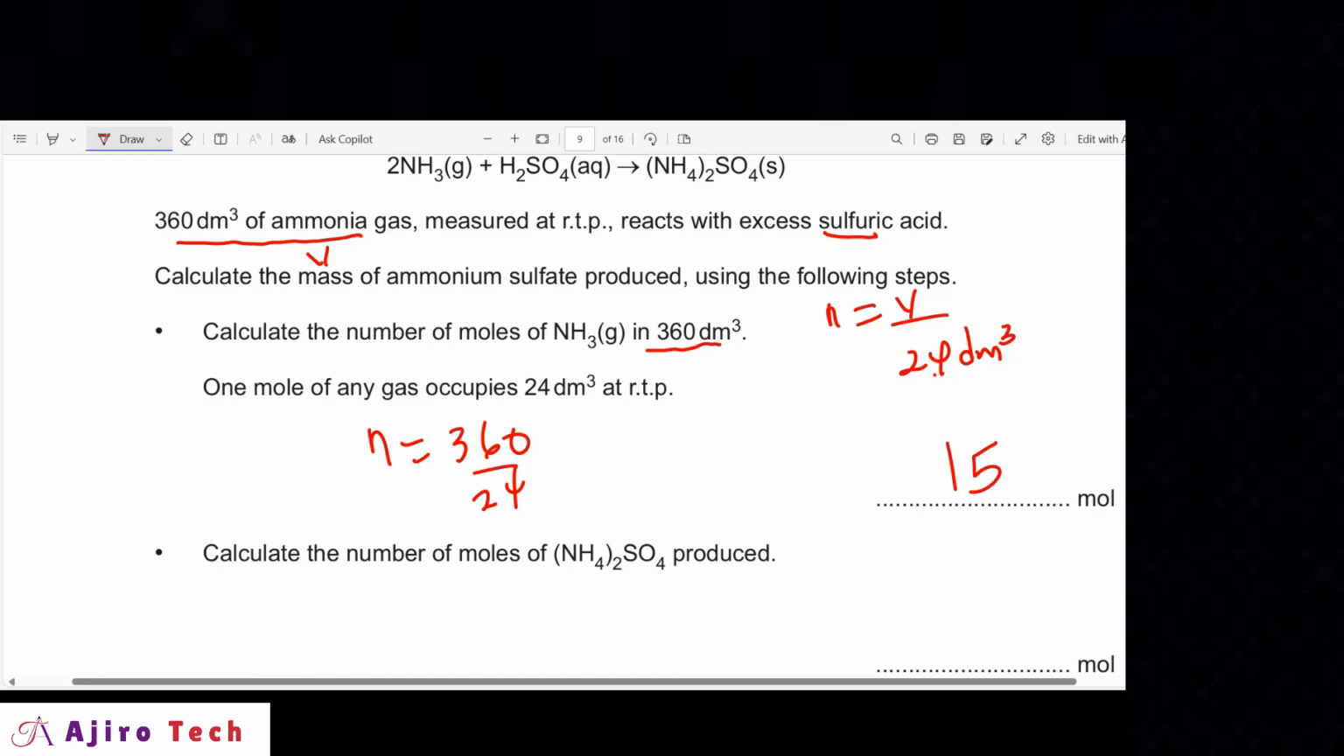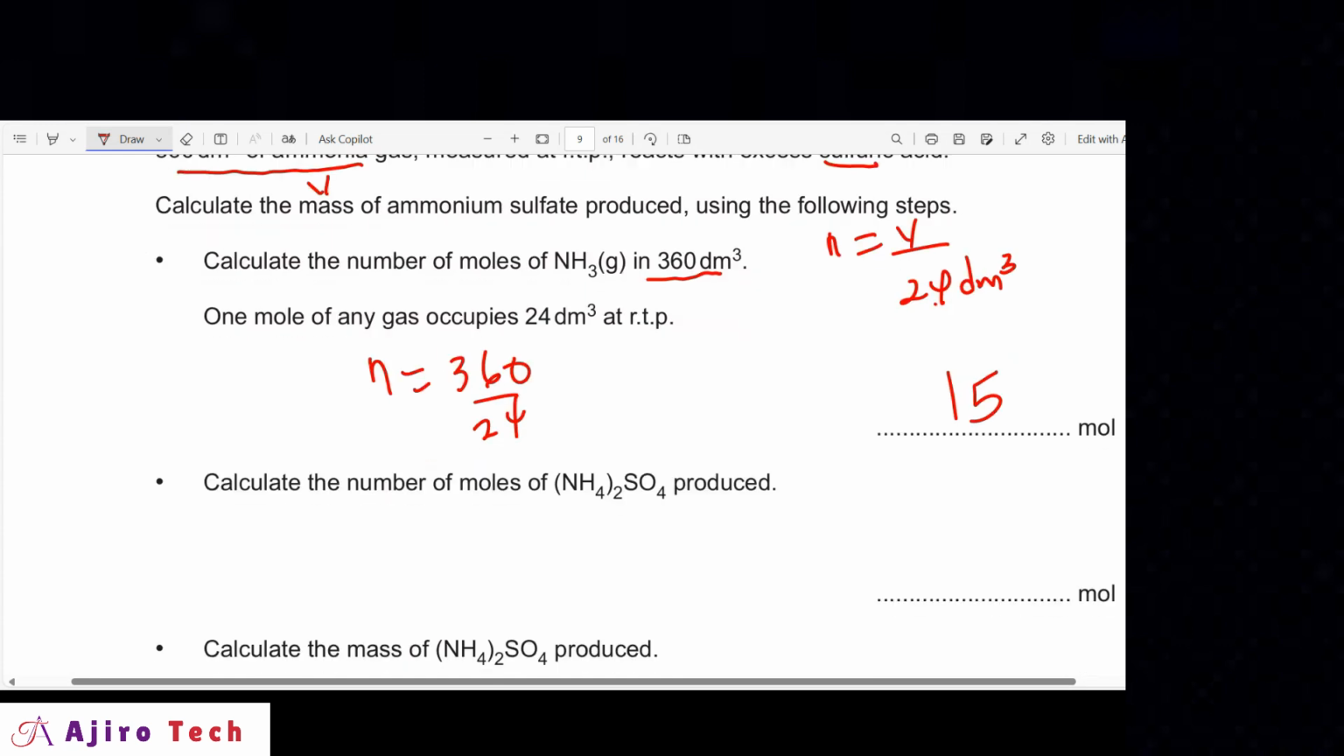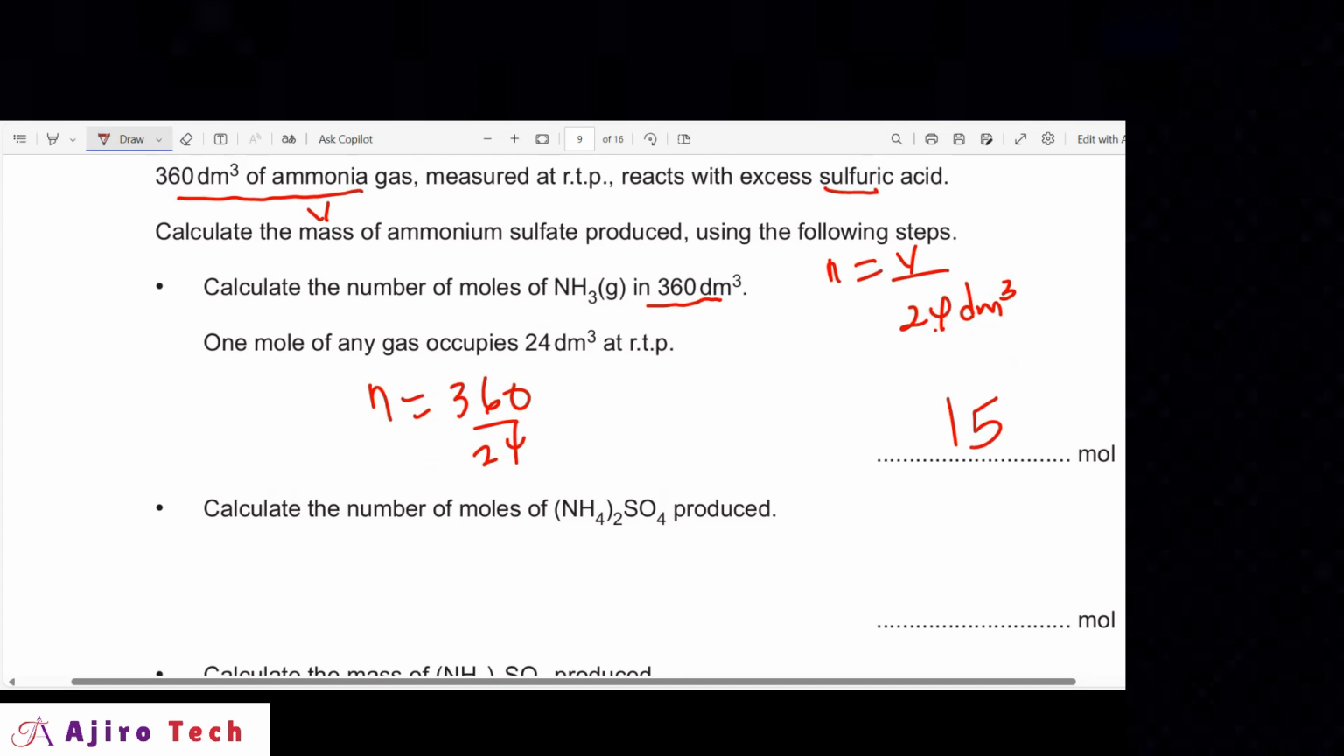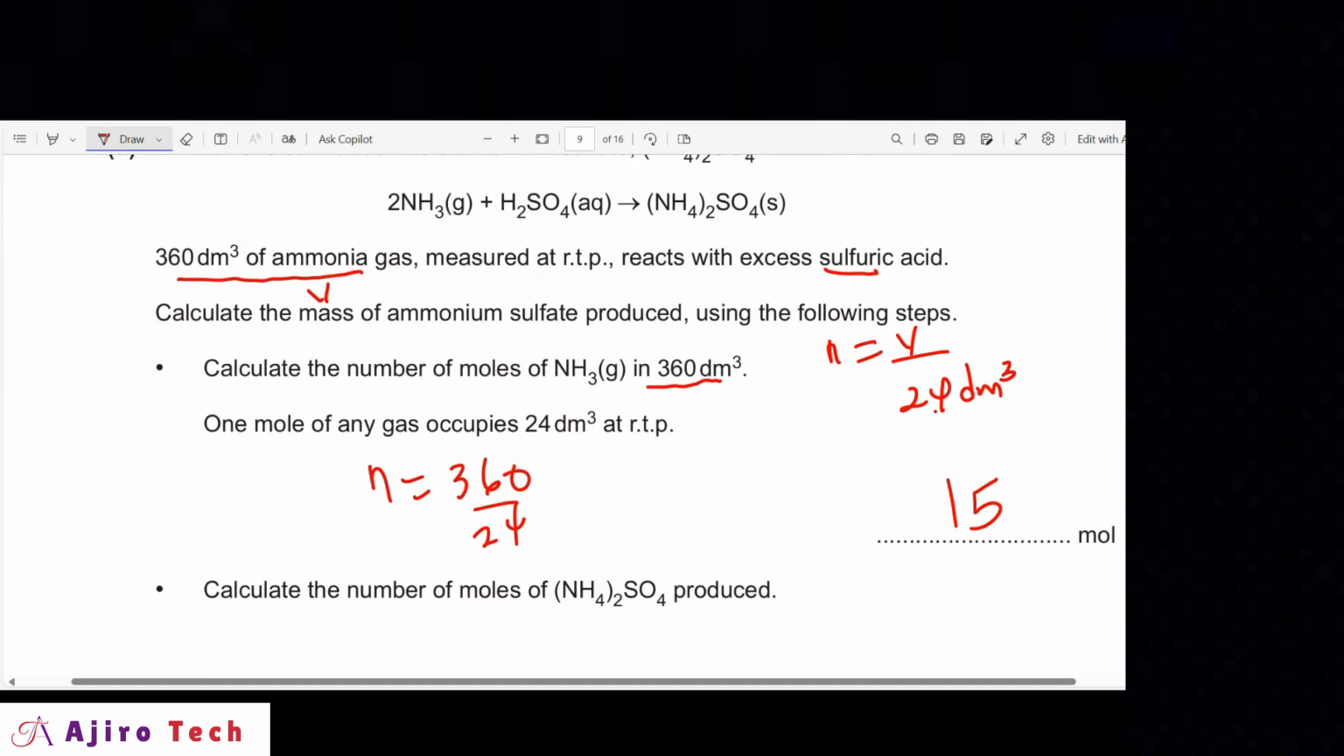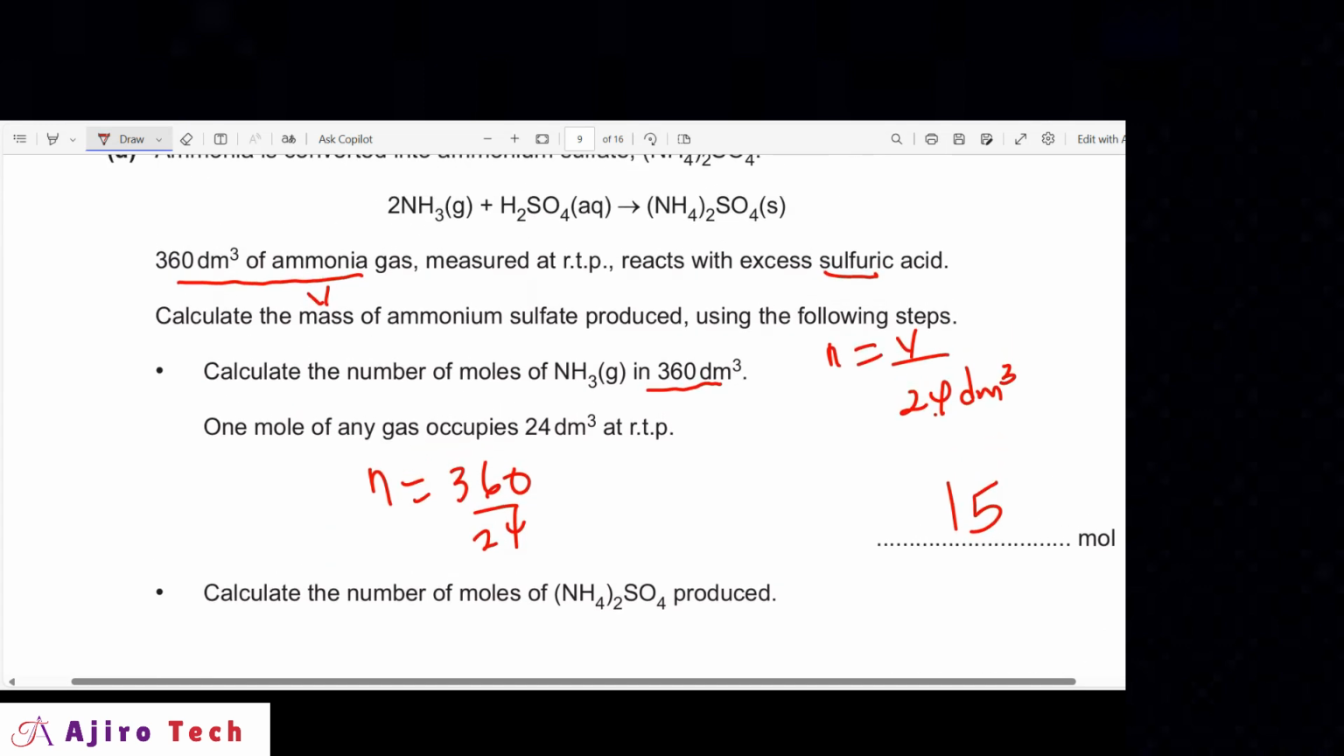Is it a gas? Is it a solution? Is it a solid? Is it particles, molecules, or ions? They are formulas that you just pick and use. All right, so the next one says calculate number of moles of the ammonium sulfate. Now, what information do we have about ammonium sulfate?